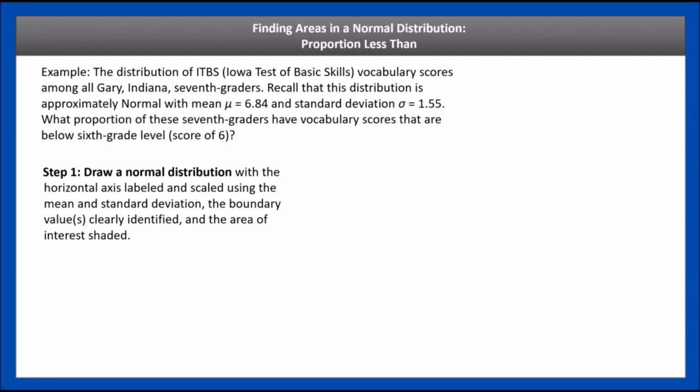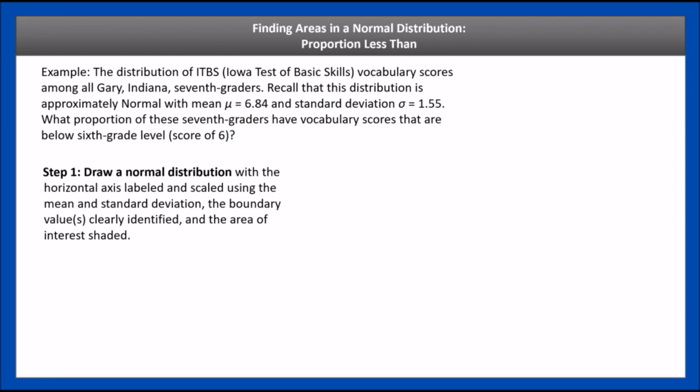All right, so let's look at finding areas for proportion less than. So there's 3 cases that we have. We have where we had to find an area where proportion is less than, we had to find area where it's between 2 z-scores, and we had to find the proportion greater than. Okay, so there's those 3 main cases.